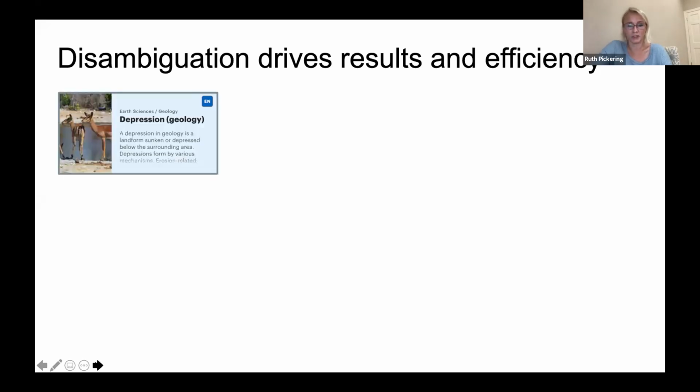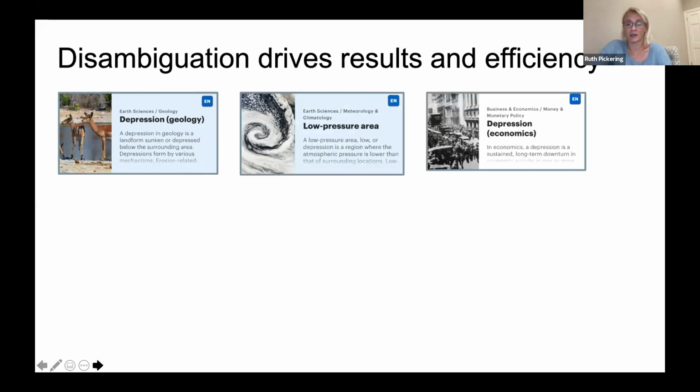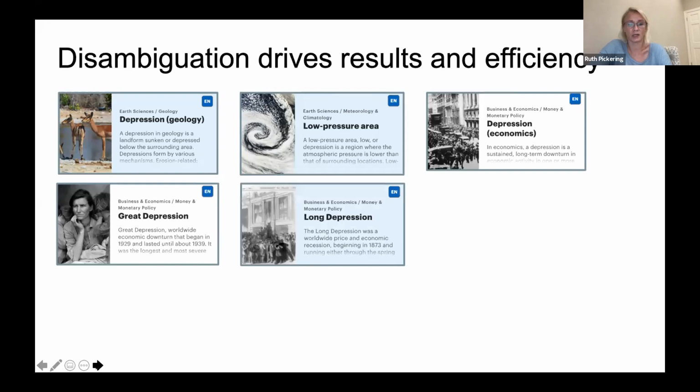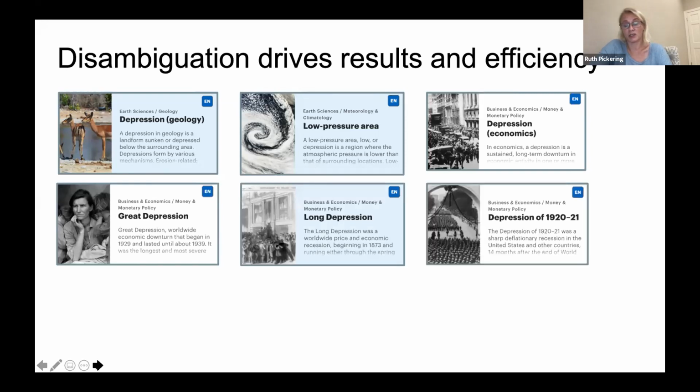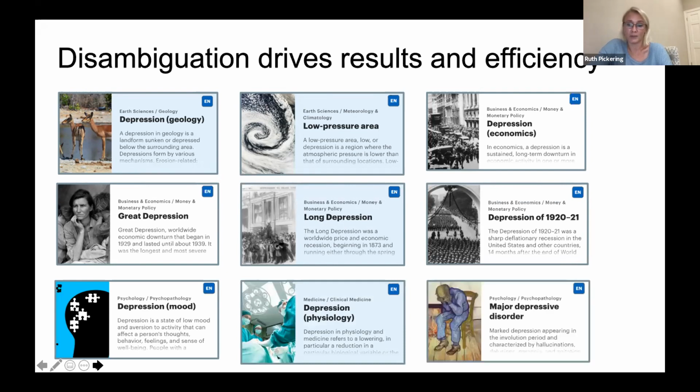So if, for example, you said depression, we're all sitting at home in the middle of a pandemic, so I thought it was an appropriate example. I could be talking about a depression in geology. I might also be talking about a low pressure area in terms of earth sciences, meteorology and climatology. Alternatively, I might be talking about an economic depression, something in the realm of business and economics or monetary policy. And if I was talking about an economic depression, there are a range of different things I could be referring to. I could be talking about the Great Depression, the Long Depression, or the Depression of 1920 or 21. Equally, I might be talking about a different kind of depression, depression in the mood. I could be talking about a physiological depression or a major depressive disorder.